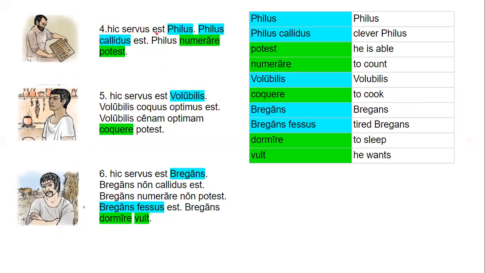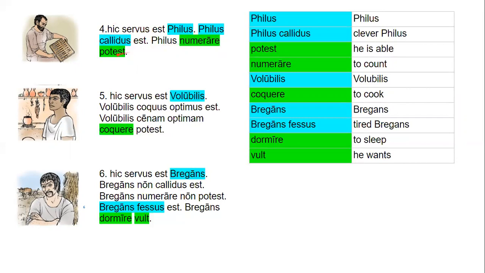Hic servus est Philos. So this slave, another demonstrative pronoun, modifying servus, this slave is Philos. So Philos callidus est. Okay, so literally this says clever Philos is. But we're not going to translate it like that. We're going to translate it as Philos is clever. So this is a predicate adjective. It's describing Philos, what kind of slave Philos is.